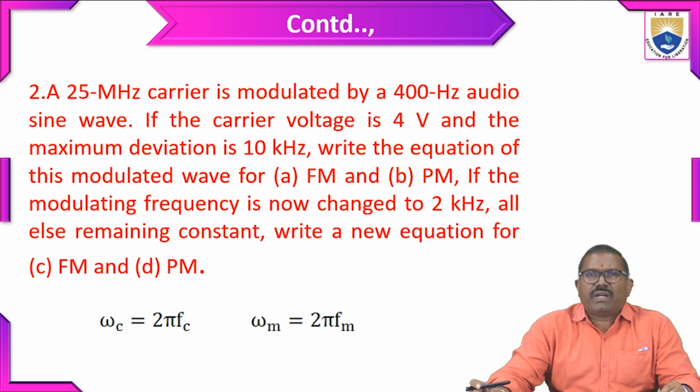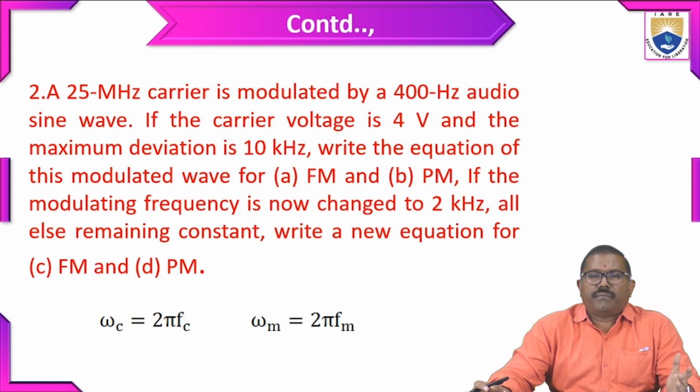So the carrier is 25 megahertz and is modulated by a 400 hertz audio sine wave. You can consider this as FM. That is the message signal frequency. If the carrier voltage is 4 volts and the deviation delta F is 10 kilohertz, write the equation of this modulated wave for FM and PM.